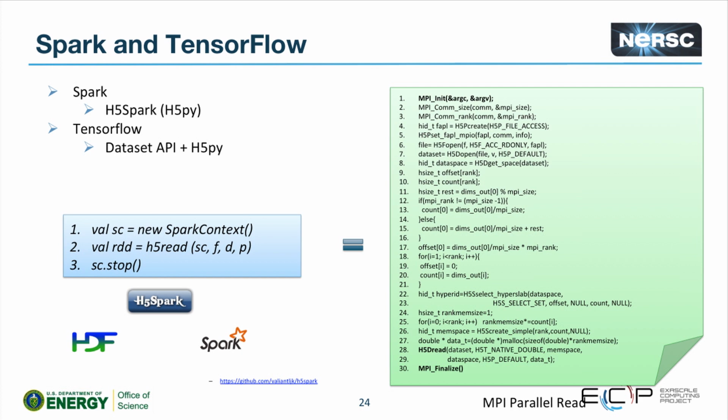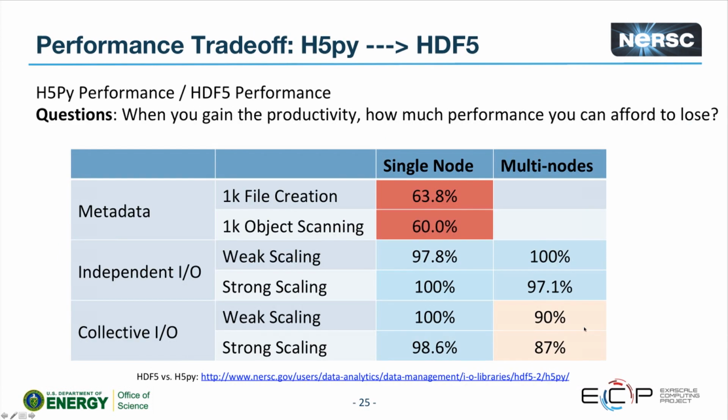And similarly for Spark and TensorFlow, if you try this H5Spark that I designed 2 years ago, it just took 3 lines instead of this page of MPI I/O. But for performance, that's a different story. There is some trade-off.